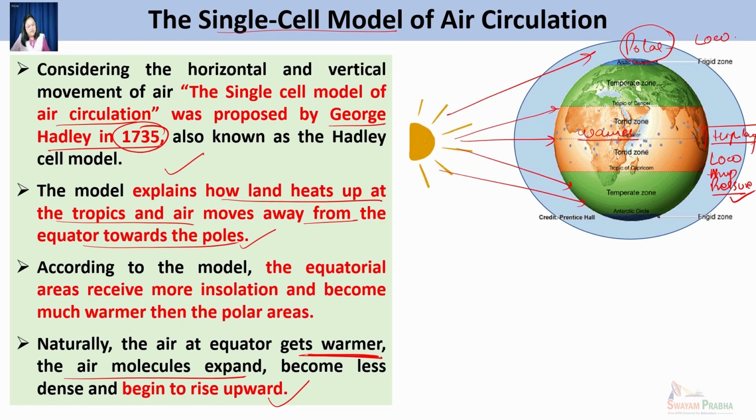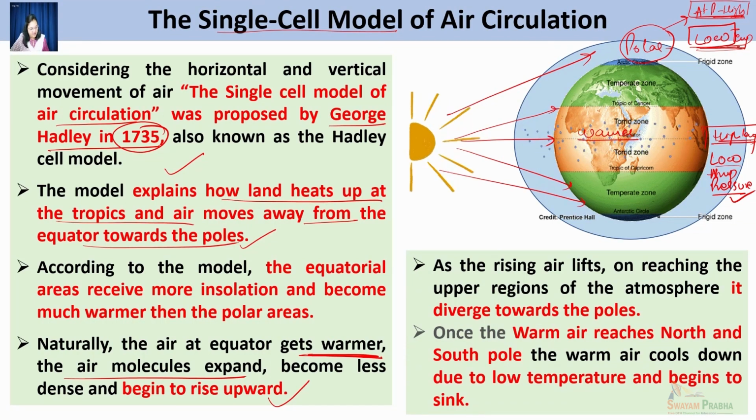Contrary to this, in the polar areas, because of low temperature throughout the year, the air remains dense. Therefore, the atmospheric pressure is high. So you can see the difference here, that the temperature is influencing the pressure conditions across the latitudes. In the polar areas, because you have low temperature, you have high pressure conditions, and in the lower latitudes, you have high temperature, therefore you have low atmospheric pressure conditions.